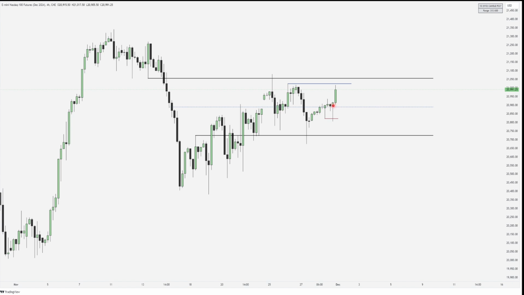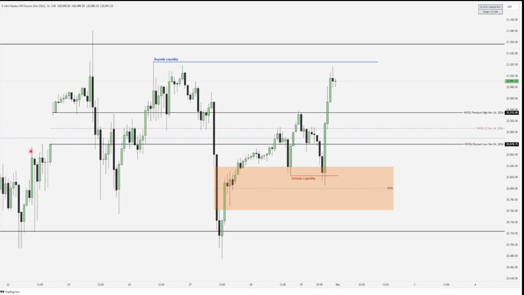I was specifically looking for that. Once price took out the sell side, I was specifically looking if this 4-hour candle can close above CE. That would really support a run higher towards this old high and back towards that daily CB premium high, as this respect of this discount array would support bullish order flow, at least on the lower time frame, of course, because we are in a higher time frame consolidation.